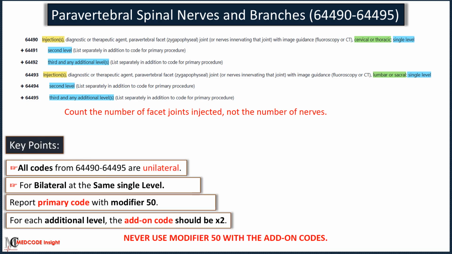When coding for facet joint injection, always remember some key points. All codes from the range 64490 to 64495 are unilateral codes. For a bilateral procedure at the same single level, report the primary code with modifier 50. For each additional level, if performed bilaterally, the add-on code should be reported twice. Never use modifier 50 with the add-on codes.